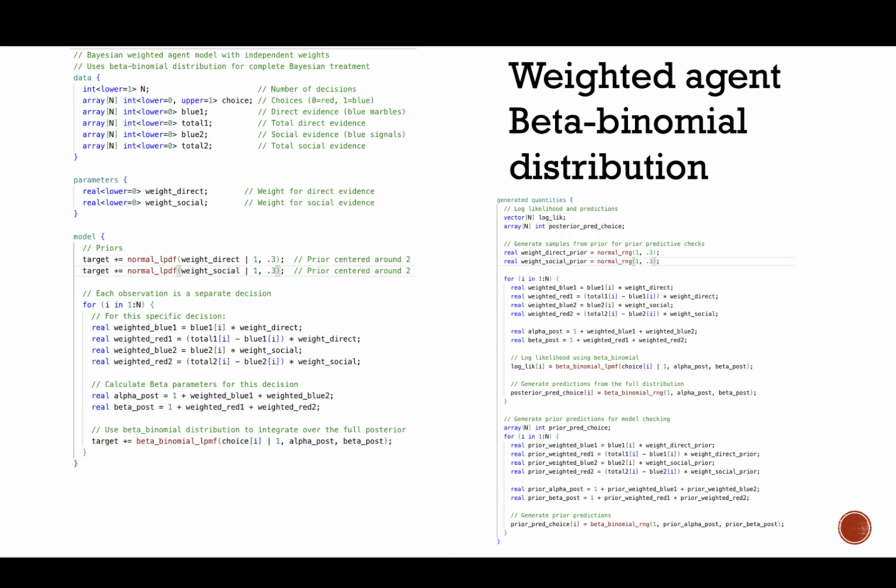Then for each observation, we calculate the weighted blue and the weighted red for the direct perception, and the weighted blue and the weighted red for the social perception. Then we calculate the beta parameters by summing things up. And then we use the beta binomial, right? So the only difference from the previous model is that now we have the two parameters, we put priors on them, and we multiply the evidence for each source with the weight for that source.